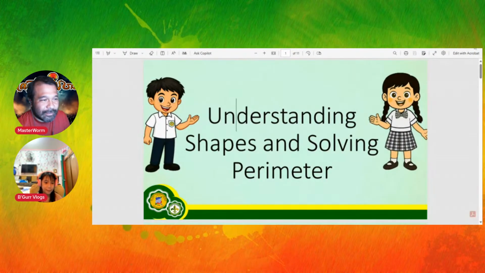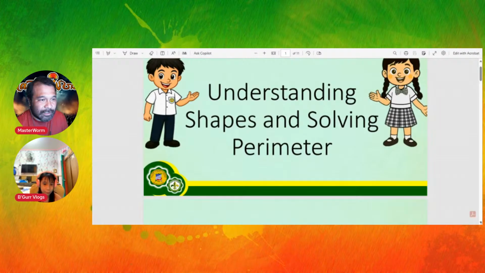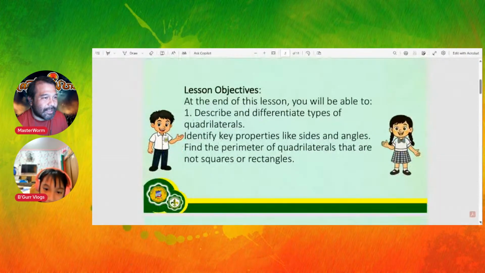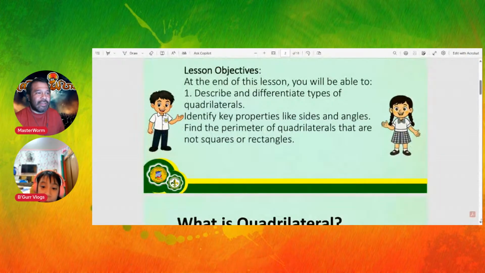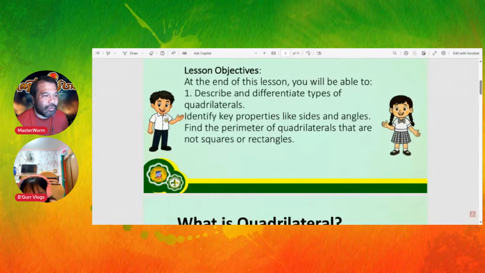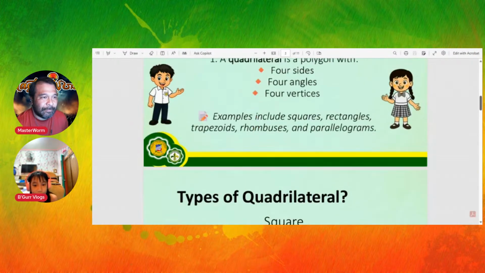All right. So let's talk about understanding shapes and solving perimeters. Next page is lesson objectives. At the end of this lesson, you will be able to describe and differentiate types of quadrilaterals, identify key properties like sides and angles, and find the perimeter of quadrilaterals that are not squares and rectangles. So what is a quadrilateral, Bigger? Can you read?